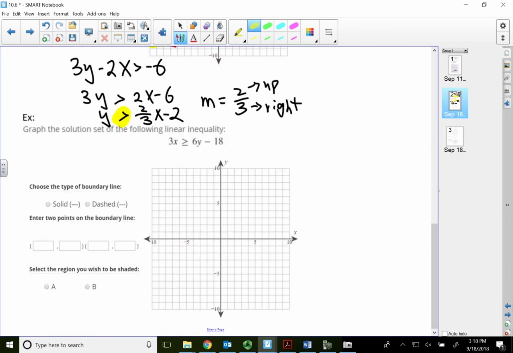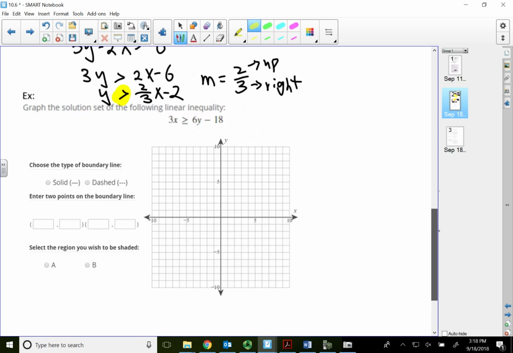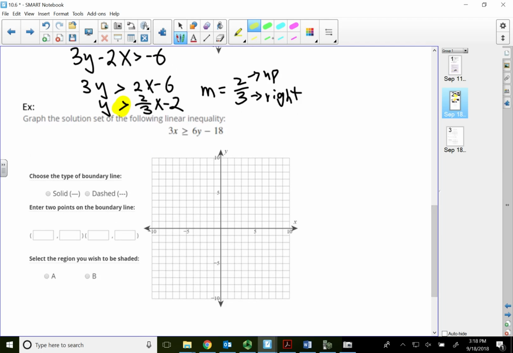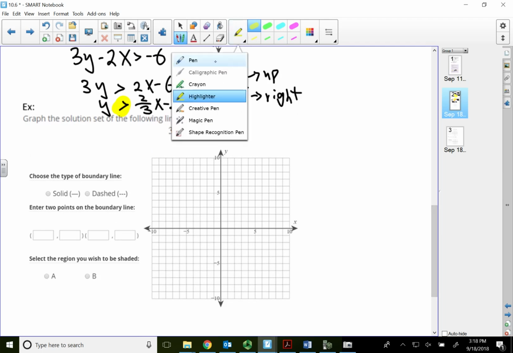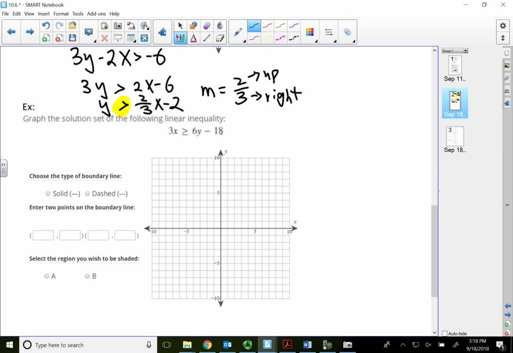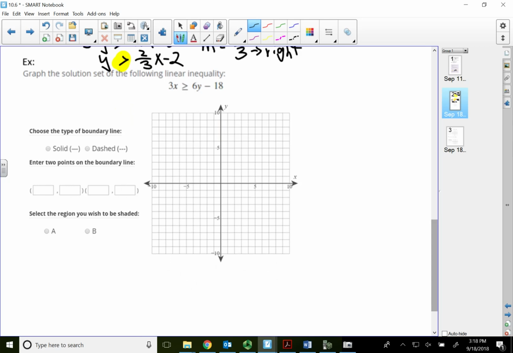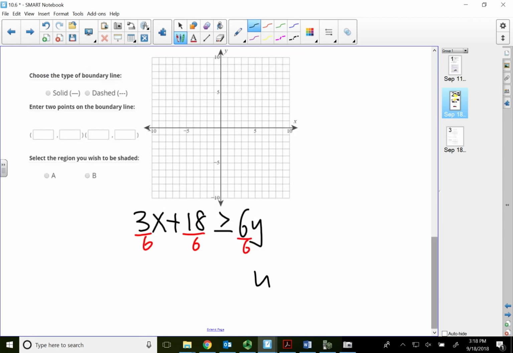All right, so this one has an equal to, so I would choose a solid line here in a minute. So let's get y by itself. Since my y is already positive on the right-hand side, I'm just going to bring my -18 over. So my inequality should say 6y less than or equal to 3x, and -18 comes over and becomes positive. Divide every term by a positive 6. Then my y is going to be less than or equal to 1/2 x plus 3.